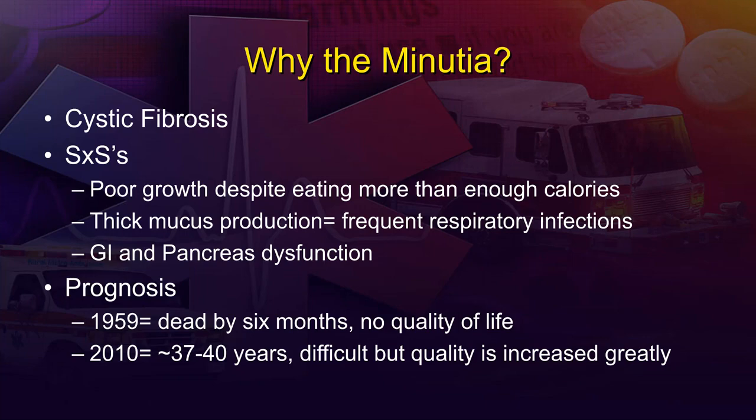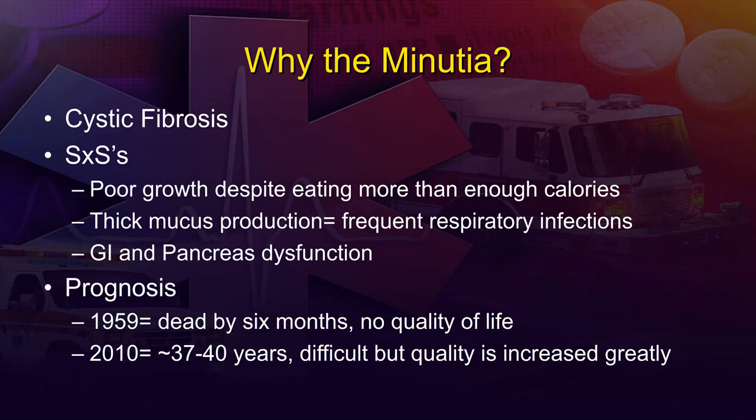So let's talk about a disease that maybe isn't seen very often, but when it is seen in EMS, it's generally a difficult patient to manage. Patients with cystic fibrosis have experienced a mutation in one of their genes in the development phase as a child, and they're born with this disorder. The prognosis for this at one time was very difficult, in which most children died before 6 months of age, and there was no quality of life associated with it.